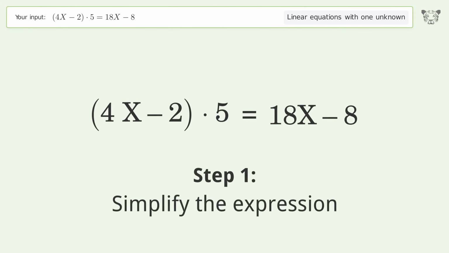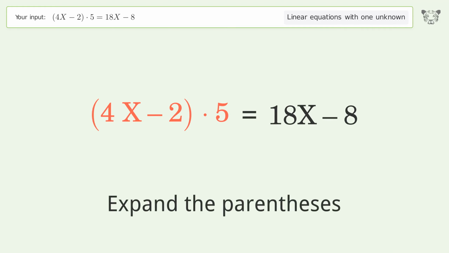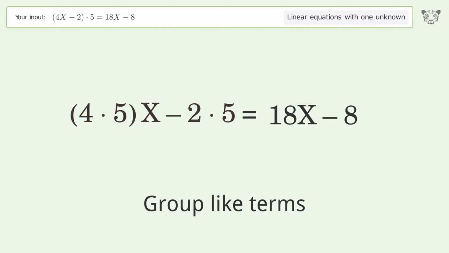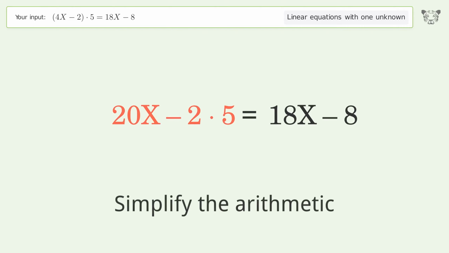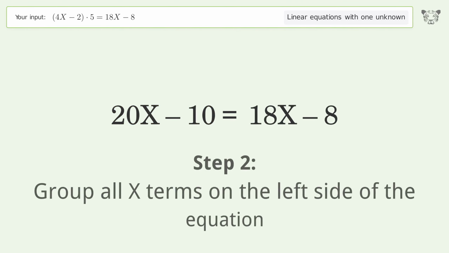Simplify the expression. Expand the parentheses. Group like terms. Multiply the coefficients. Simplify the arithmetic. Group all x terms on the left side of the equation.